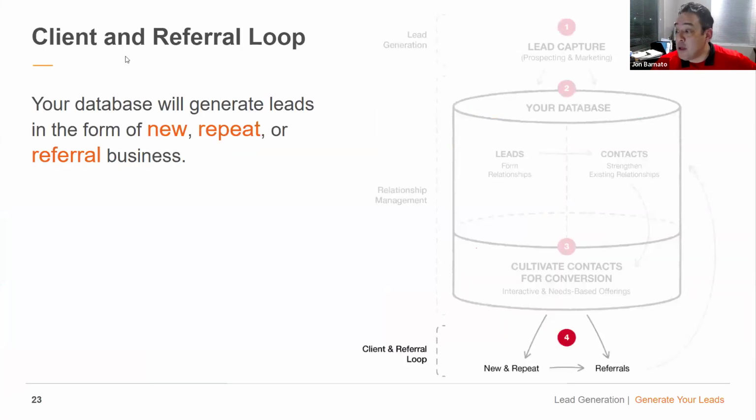Okay, client referral loop. We talked about this. Your database generates leads in the form of new, repeat, or referral business.